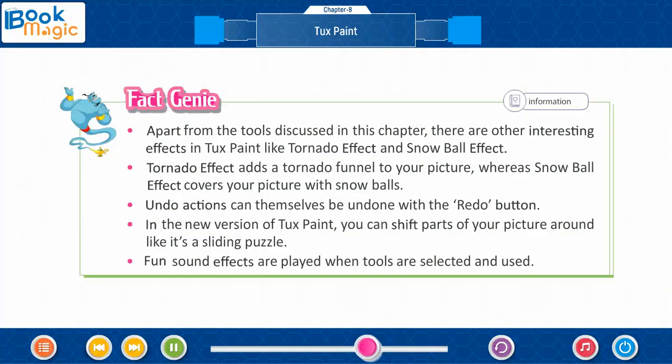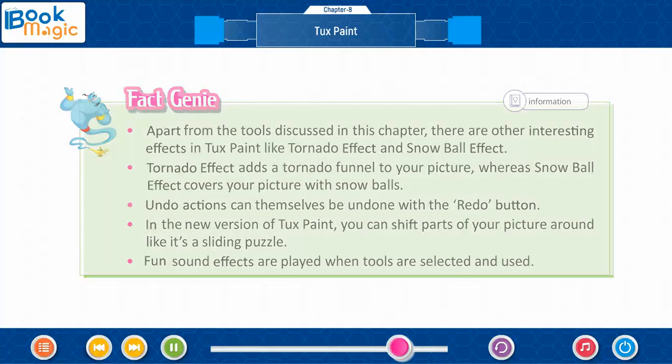Fact Genie. Apart from the tools discussed in this chapter, there are other interesting effects in Tux Paint like tornado effects and snowball effect. Tornado effect adds a tornado funnel to your picture, whereas snowball effect covers your picture with snowballs. Undo actions can themselves be undone with the redo button. In the new version of Tux Paint, you can shift parts of your picture around like it's a sliding puzzle. Fun sound effects are played when tools are selected and used.